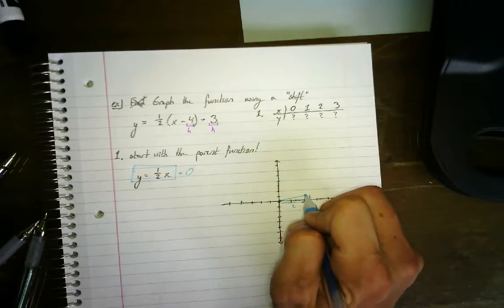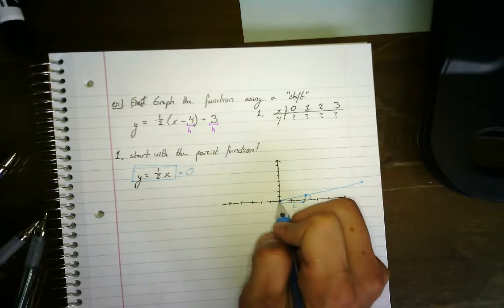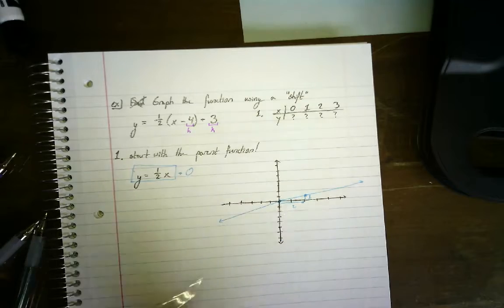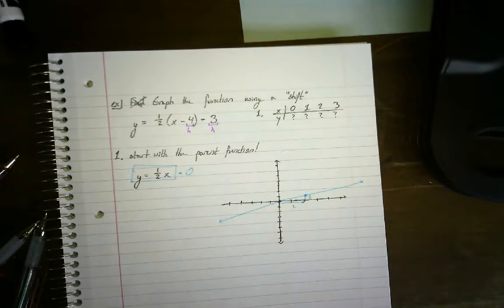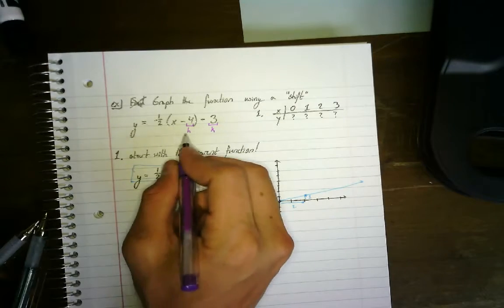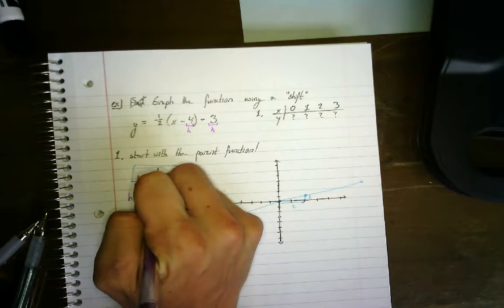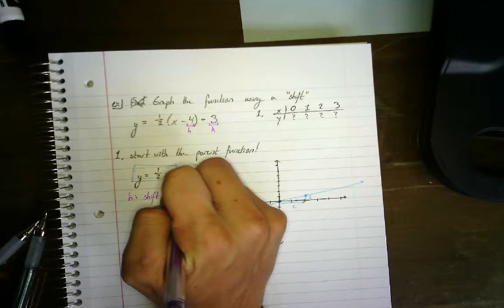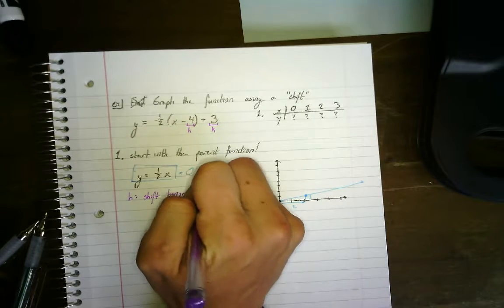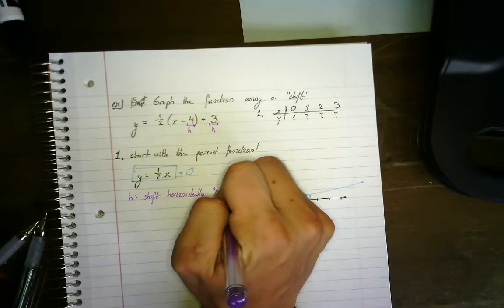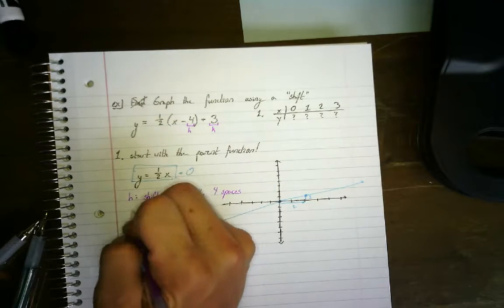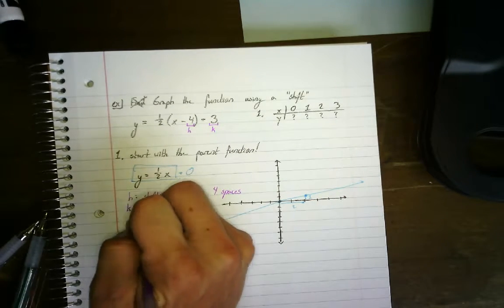This is just graphing as we did with slope-intercept form, except now our y-intercept is at the origin. The y value is 0 when the x value is 0. So from here, instead of going through all of this, notice the h and the k are telling me to shift horizontally 4 spaces, every single point. And the k is saying shift vertically.